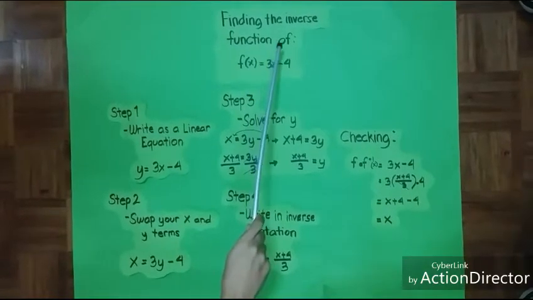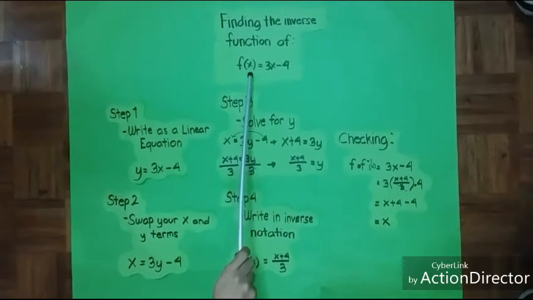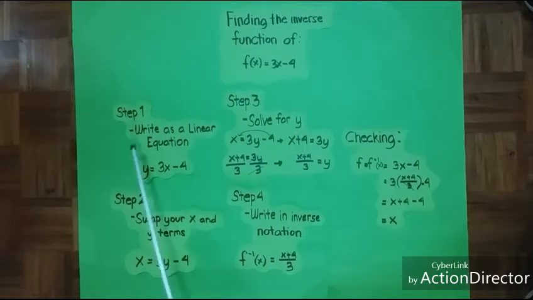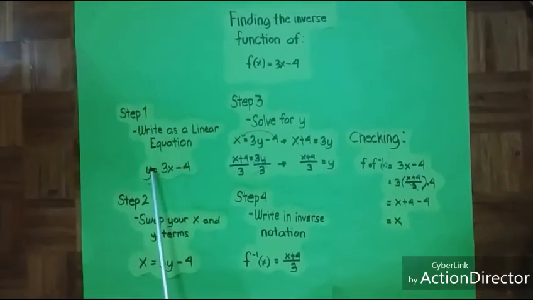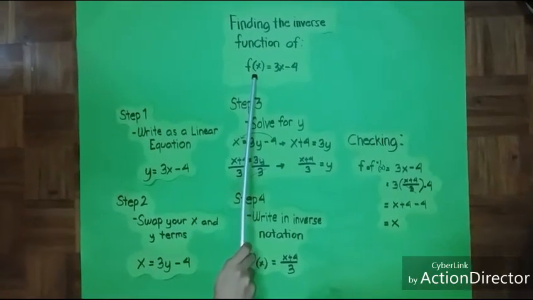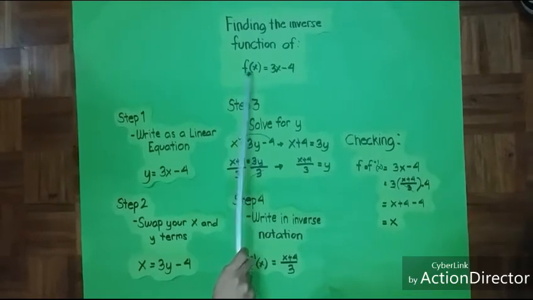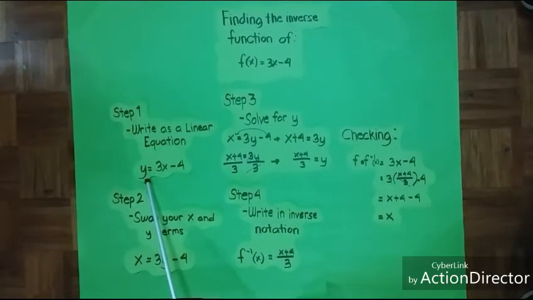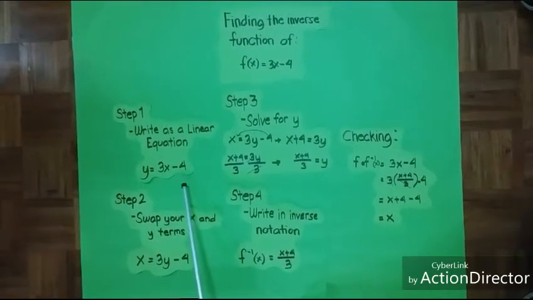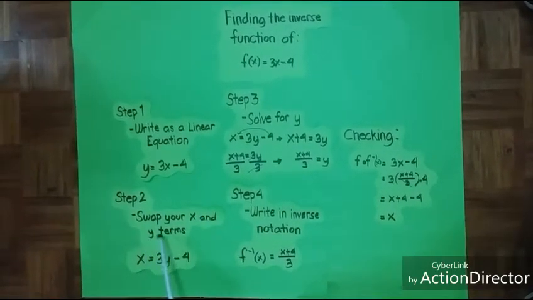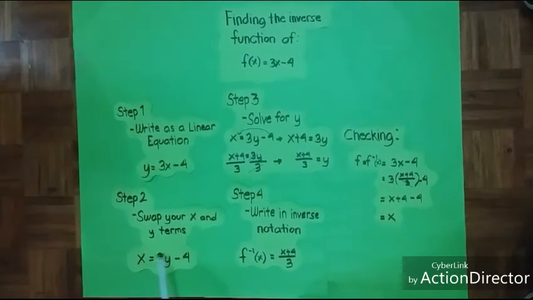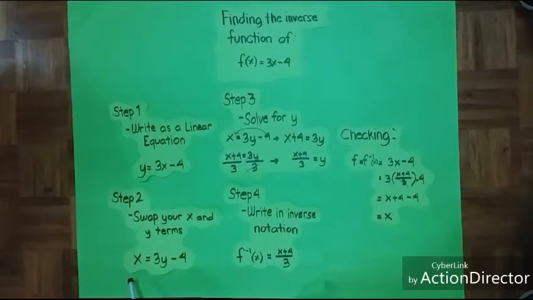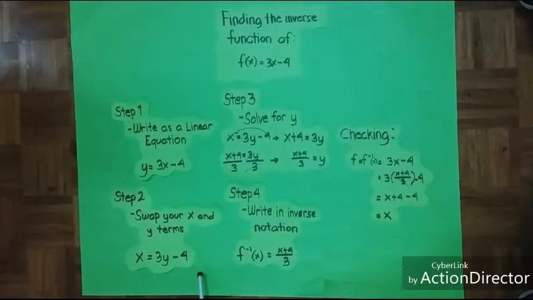Let us find the inverse of the given function f of x is equal to 3x minus 4. So first step would be to write it as a linear equation. So instead of writing f of x, we substitute it by y. So now we have the equation y is equal to 3x minus 4. Now our next step is to swap your x and your y terms. So we just change their position. Now we have the equation x is equal to 3y minus 4.